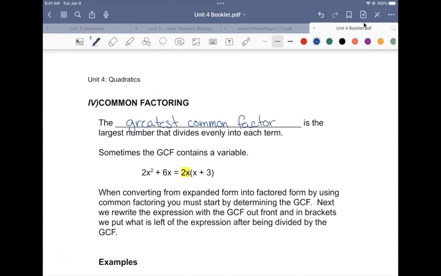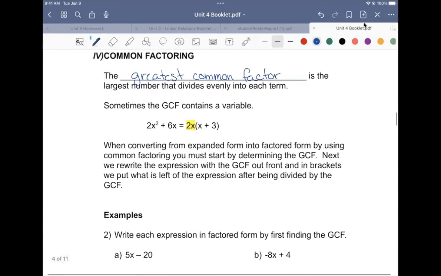Because this is the largest number that can divide evenly into each term. So sometimes our greatest common factor, and that's what GCF stands for, contains a variable. It could contain a variable that has an exponent on it, as long as it is divisible by both of the terms inside your expanded form, you're fine.